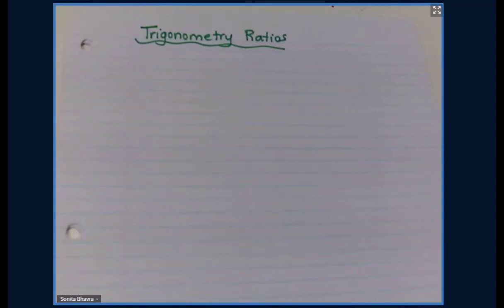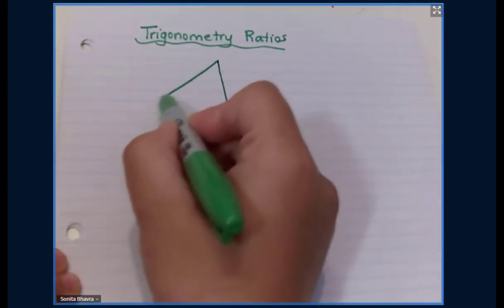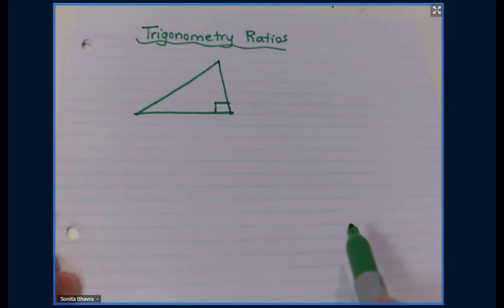Today's class, we are looking at trigonometry, and we are going to use today's class to focus on the trigonometry ratios and labeling the triangle. All right, so we're going to look at a right triangle that looks like this, and there's our right angle there.